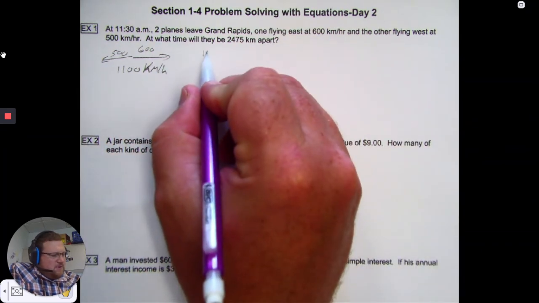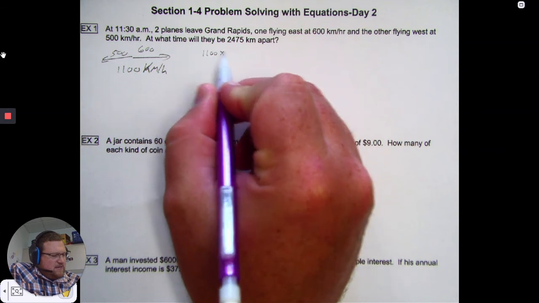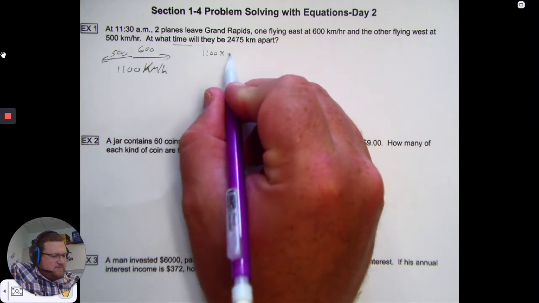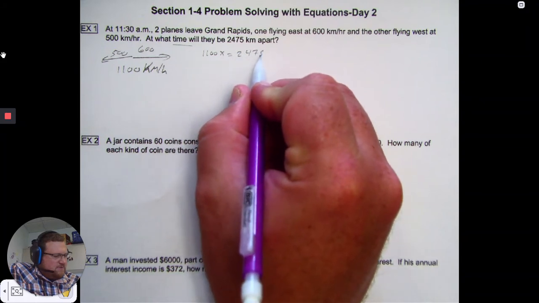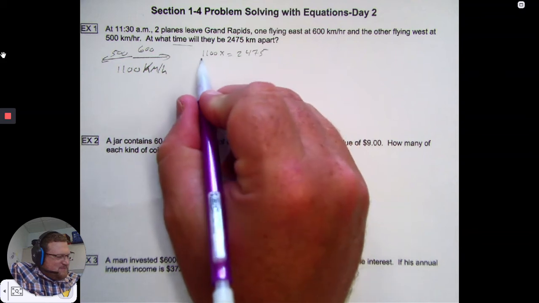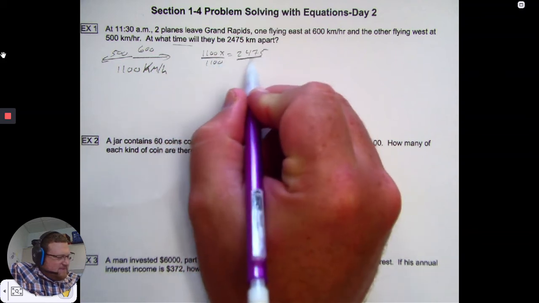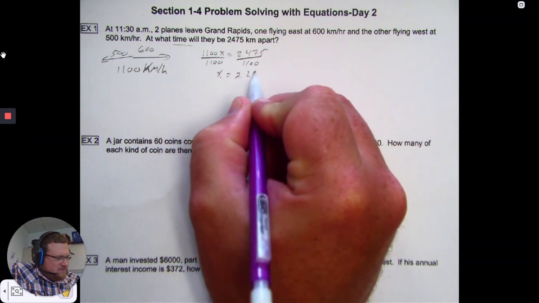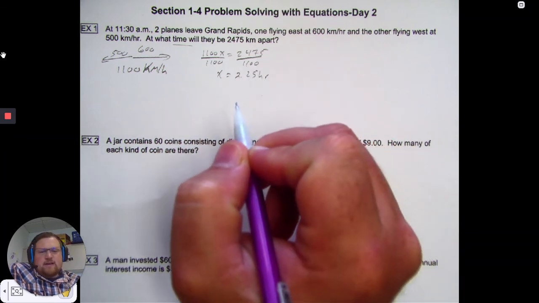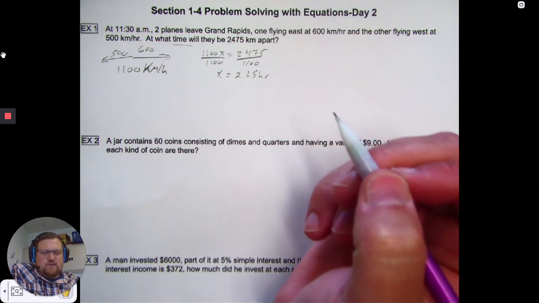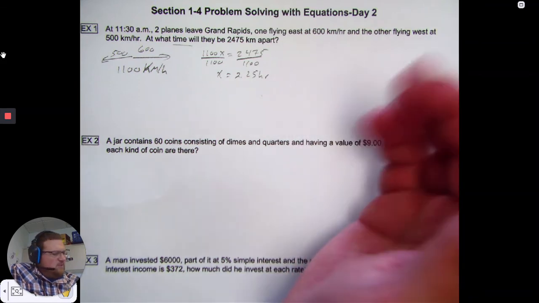So then I want to know how many hours it's going to take, and eventually what time it is, for them to be 2,475 kilometers apart. So if we divide both sides by 1,100, we get that x equals 2.25 hours. Now that's not 2 hours 25 minutes, right? That's 2.25 hours.